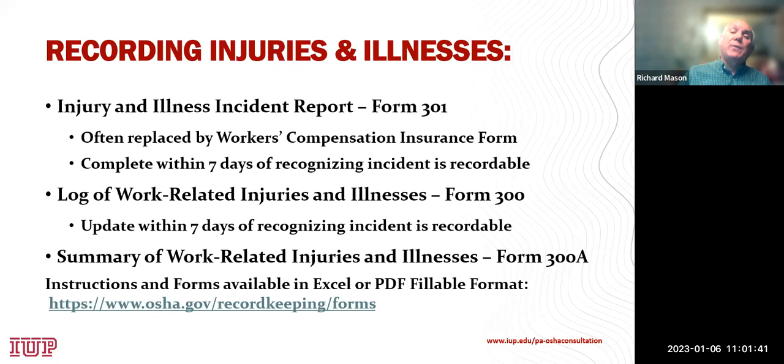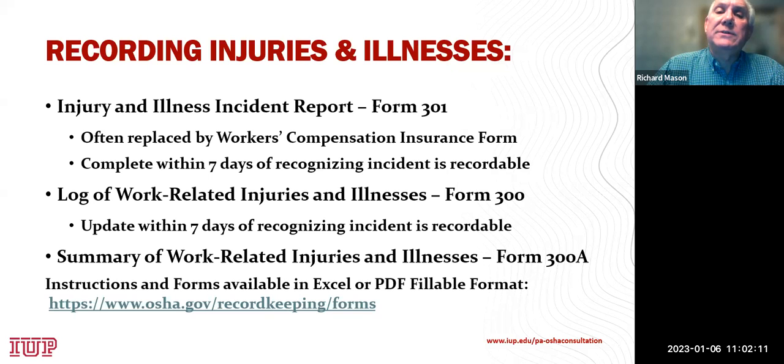Okay, so there are three basic forms. Form 301 is just the incident report. Okay, you're required to have an incident report, and in almost all cases, your workers' compensation insurance form is going to have everything that's on the Form 301 and more. So in the case where you've personally determined that the 301 form is equivalent to another form that you're using, you can use the other form. You're not required to keep redundant forms.